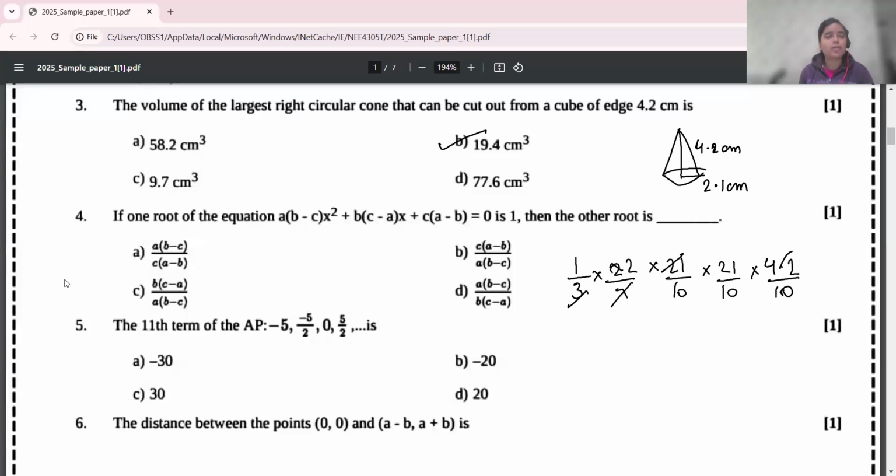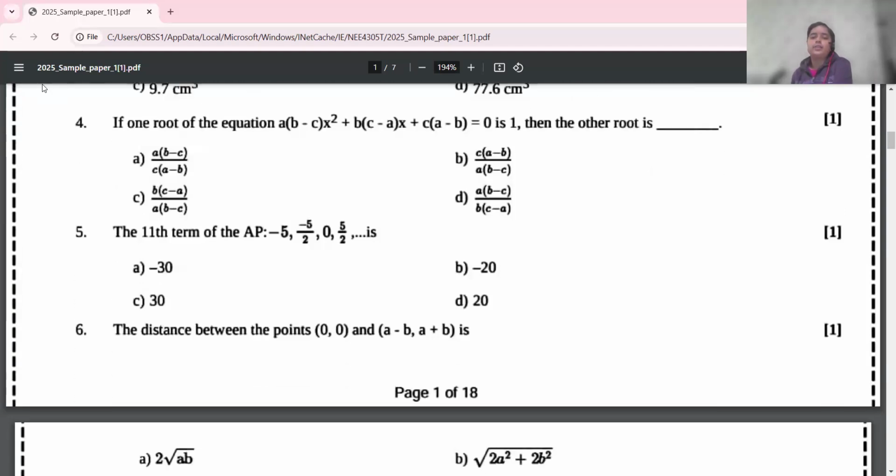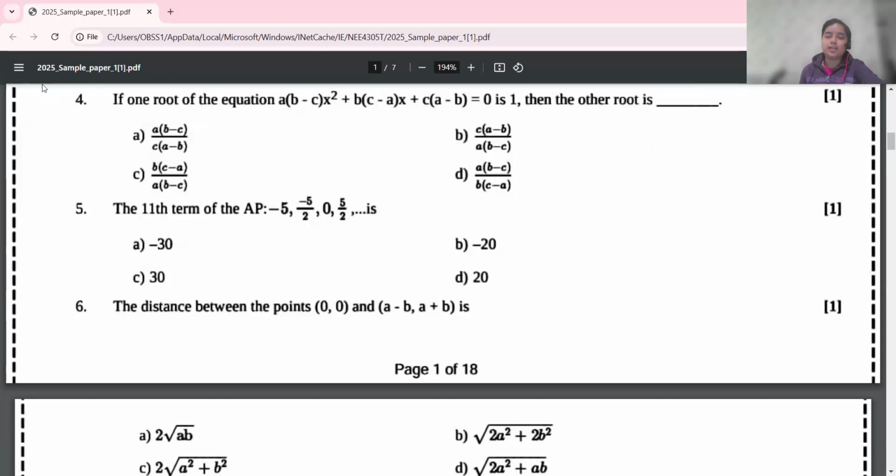Moving on to the next question, we have, if one root of the given quadratic equation is 1, then the other root is. Now here we have to imagine quickly that there are two roots to a quadratic equation. One we call alpha and the other we call beta. Given that alpha is 1, it simply means that when we find the product of zeros, alpha times beta, it is basically 1 times beta or beta only.